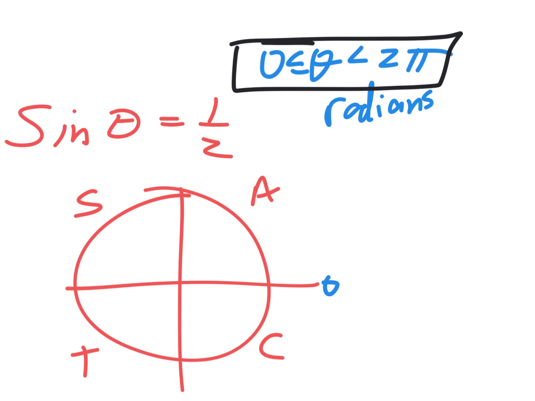Do you get this is giving you some limitations? Like, you better keep it positive, and you better not go over 2 pi for your answers. All right, talk to that partner. See what you guys come up with. Where are your triangles, etc.